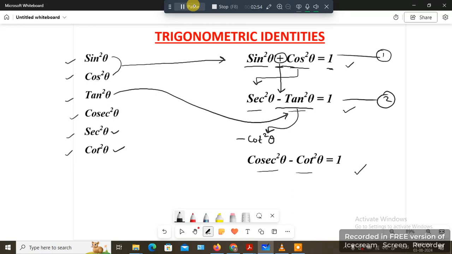Cos square theta we are having. After that, which ratio is unused? This one is unused, so we will use that one with cot square, and then cosecant square. It will also become what? 1. So what sign should be here? Again we have to change the sign from minus to plus. So now I am writing in proper form, that is first the positive term, then the negative term. So this is the third identity we got.